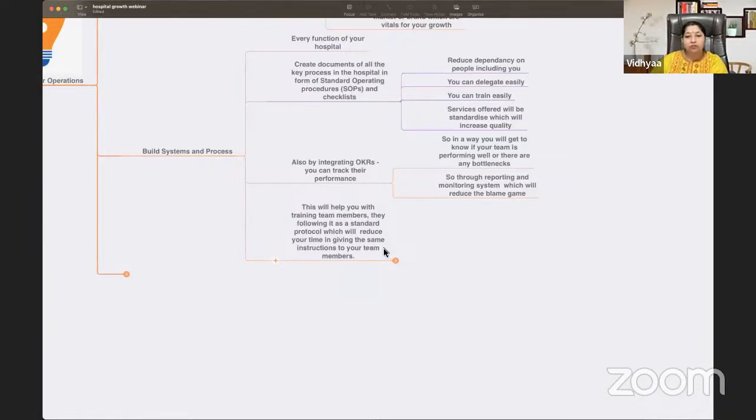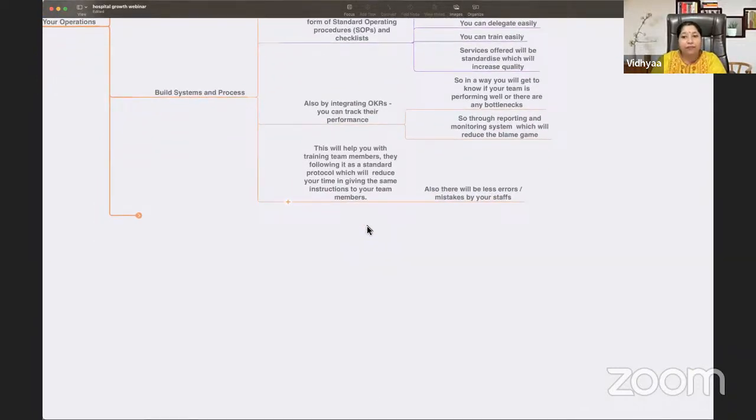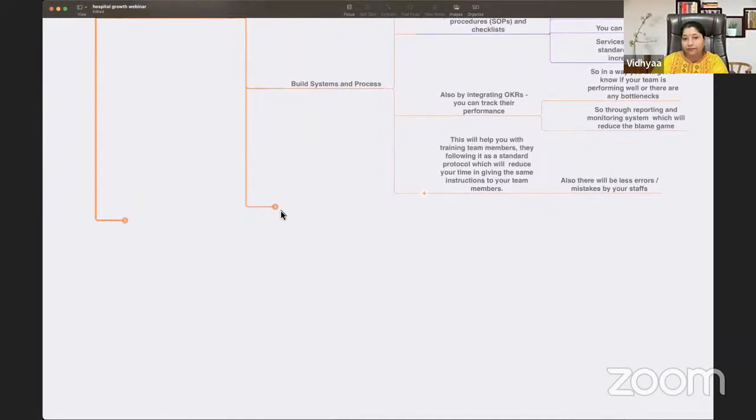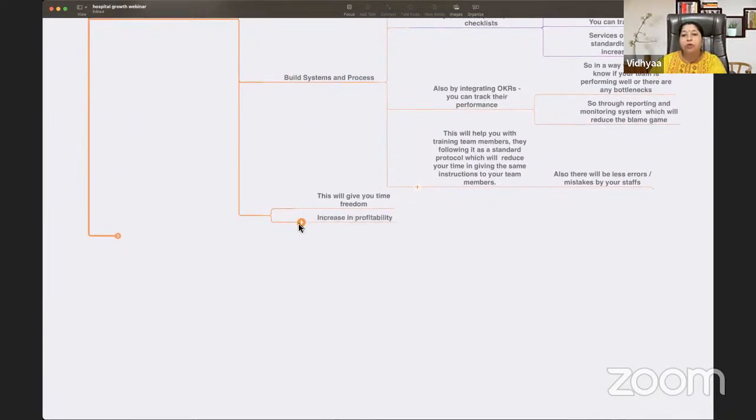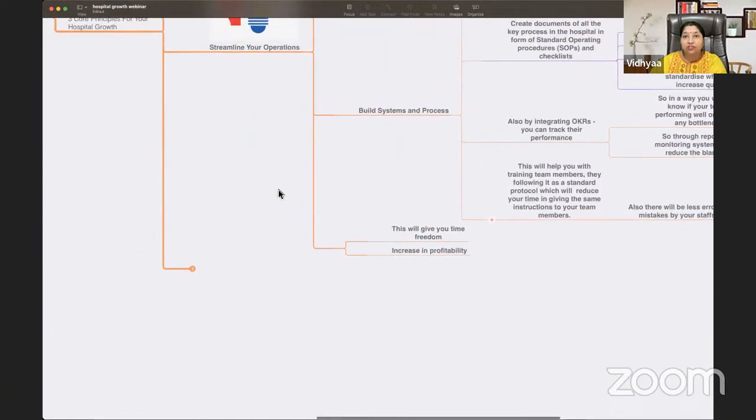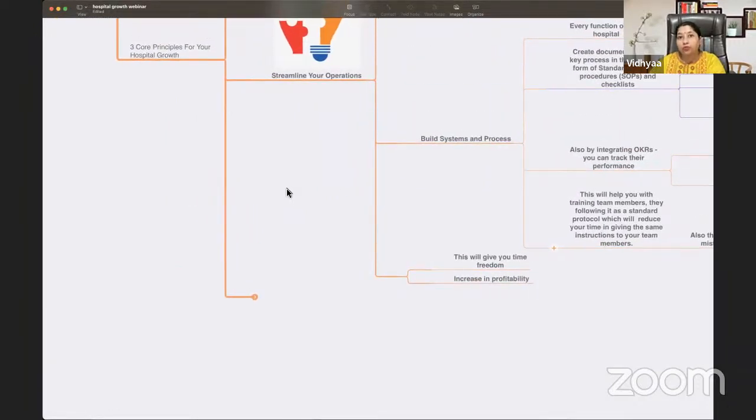This will help you with training new members with the standard protocol, and that will reduce the mistakes that happen, right? There will be fewer mistakes and errors in your facility. So you have to focus on building systems and processes, which is going to give you time freedom, and it is going to enhance your profitability. Because when you are able to plug the leakages in your operational aspects in your hospital, it will increase your profitability.